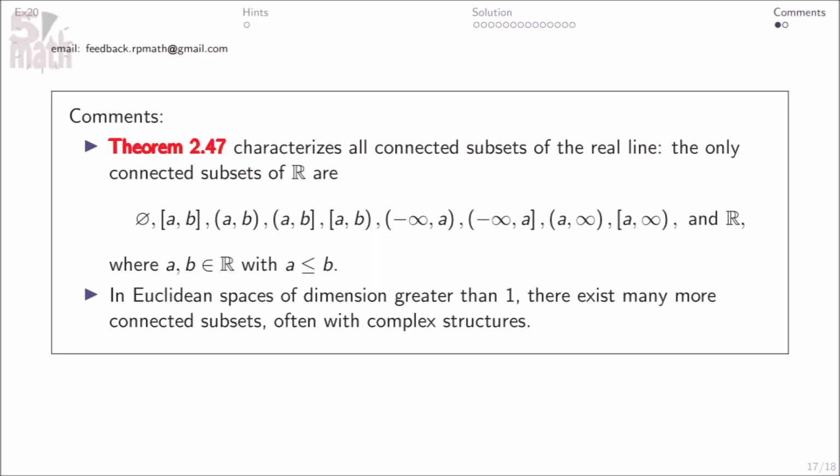Comments. Theorem 247 characterizes all connected subsets of the real line. The only connected subsets of R are this, where A is an element of R and A is less than or equal to B. In Euclidean spaces of dimension greater than 1, there exist many more connected subsets, often with complex structures.